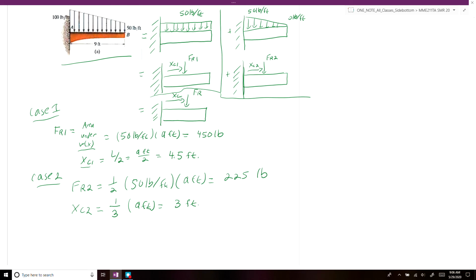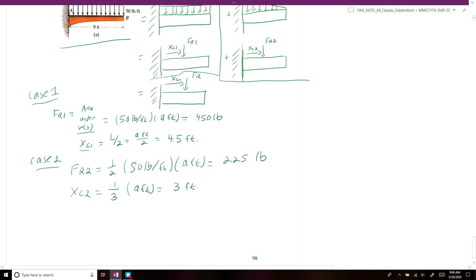So to combine the two cases, to get the total resultant force, that's really simple. That's just equal to the sum of all of our forces. So in this case, it'd just be equal to FR1 plus FR2. FR1 plus FR2 is just going to be equal to 450 plus 225, which is going to equal 675 pounds.